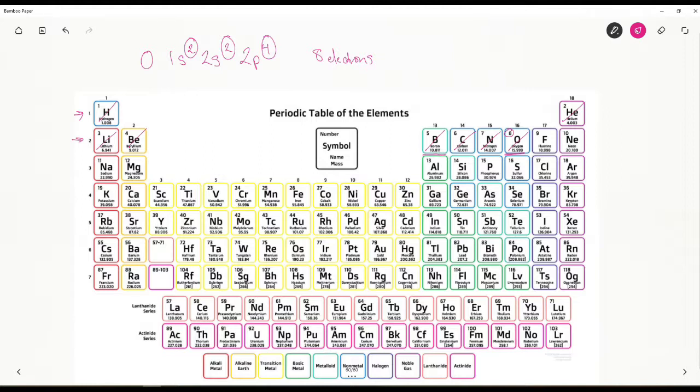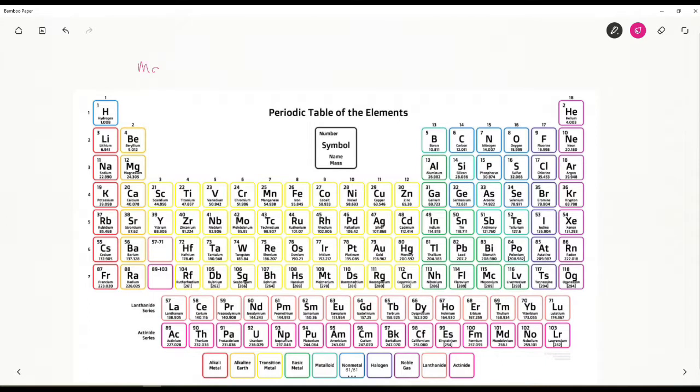Let's clear everything out again and let's do magnesium next. Okay, magnesium. Again, I always start right here when counting across. That is my 1s orbital. 1, 2 electrons. Switch over to my second row. This is my 2s orbital. 1, 2 electrons. Once I switch over to the right-hand side of the periodic table, I am now in my 2p electrons. 1, 2, 3, 4, 5, 6.